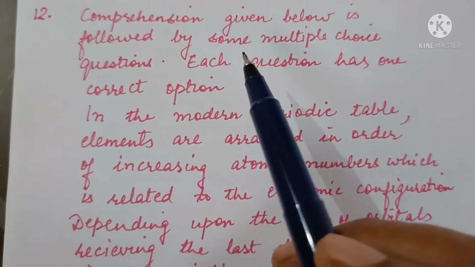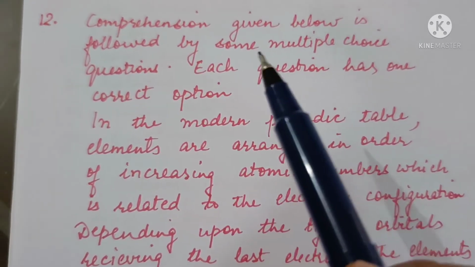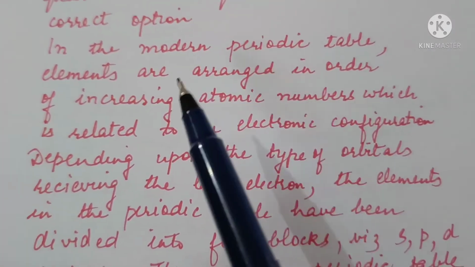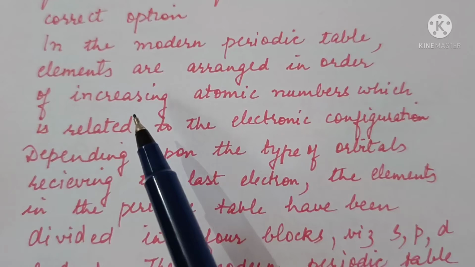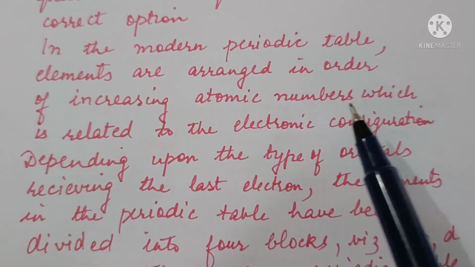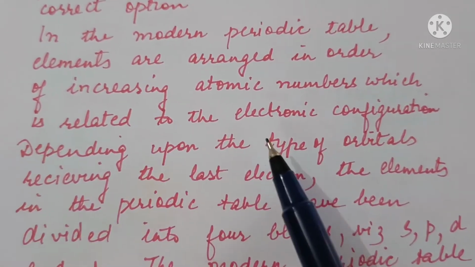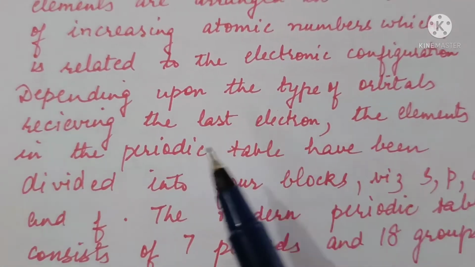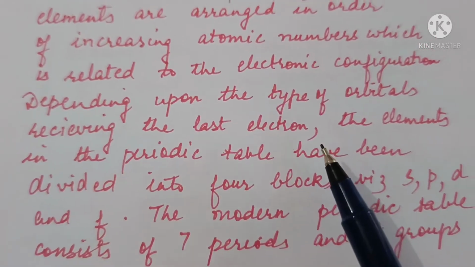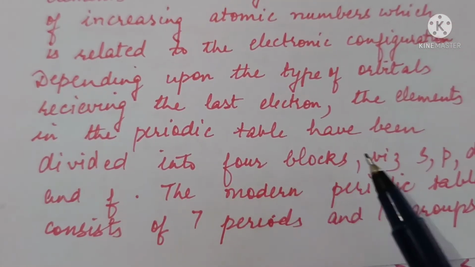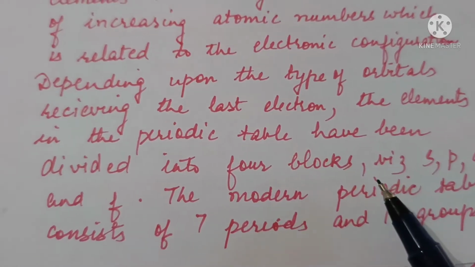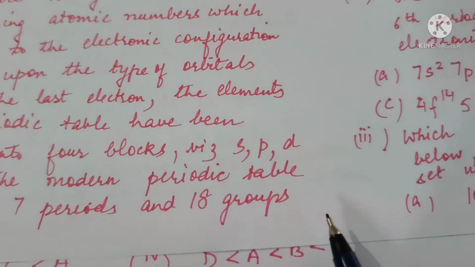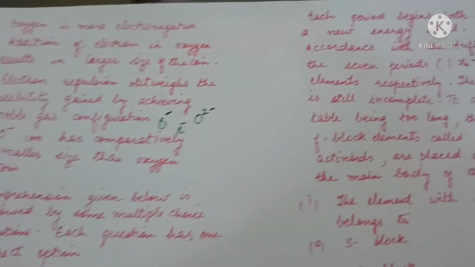Comprehension given below is followed by some multiple choice questions. Each question has one correct option. So in the modern periodic table, elements are arranged in order of increasing atomic numbers, which is related to electronic configuration. Depending upon the type of orbitals receiving the last electron, elements in the periodic table have been divided into 4 blocks. The modern periodic table consists of 7 periods and 18 groups.